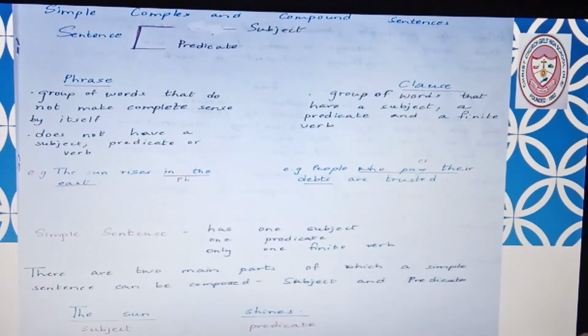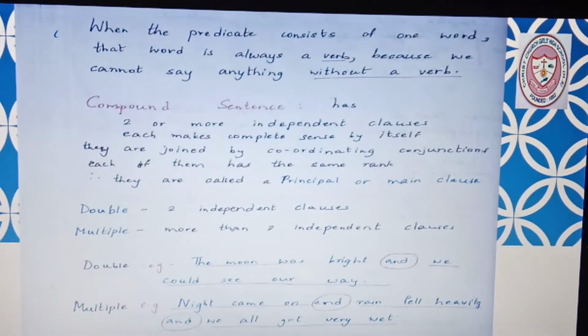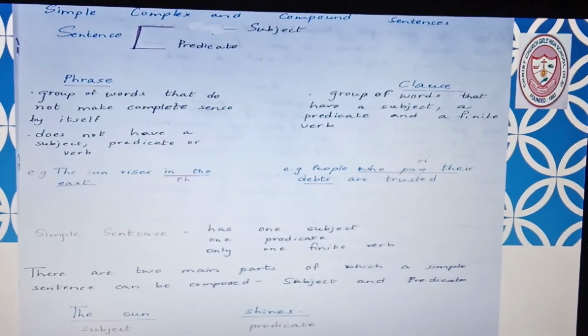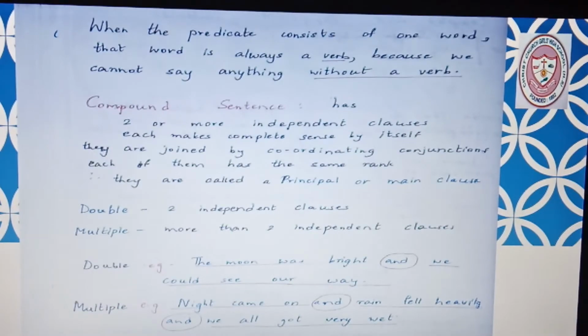When the predicate consists of one word, that word is always a verb, because we cannot say anything without a verb. So in this case, in "The sun shines", the sun is the subject, sun being the noun, and shines is the verb. Since we have only one word in the predicate here, that word has to be a verb, because we cannot construct sentences without a verb.